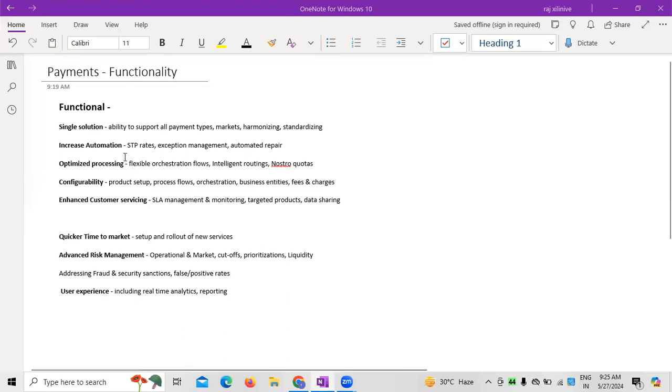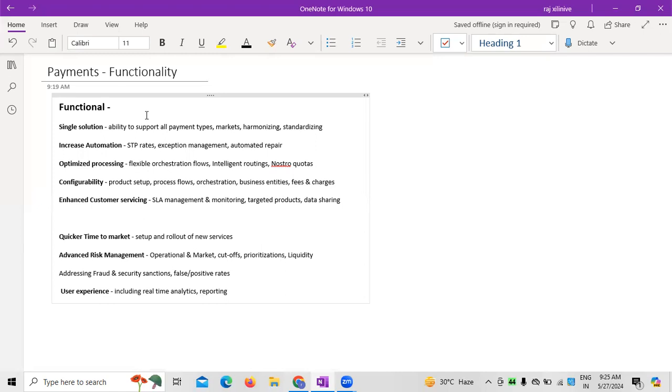The first one is the single solution, wherein we should be in a position to provide a single solution for any customer, which must have the ability to support all kinds of payment types, because as I told you, there are different payment types. It can be a card payment, or a wallet payment, or payments like international transfers such as Swift, SEPA, right? All these things come under this category. At the same time, payment market categorization, followed by harmonizing and standardizing the payments, is something we have to do. This is generally the first and foremost functional requirement we need to understand.